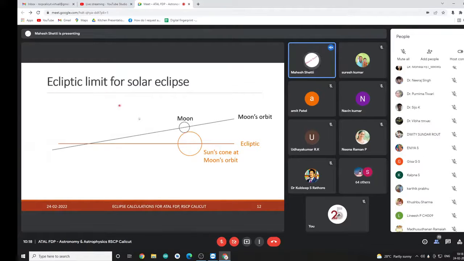Why is it called the ecliptic limit? Because on the ecliptic, up to what limit the sun is allowed to be from the node, this is the node's position, at what maximum distance the sun is allowed on a new moon day so that an eclipse will take place. That is what we are interested in. This angle is 5.1 degrees. For approximation I have written 5 degrees, but you can write more precisely 5.1 degrees. Let me change that here itself.